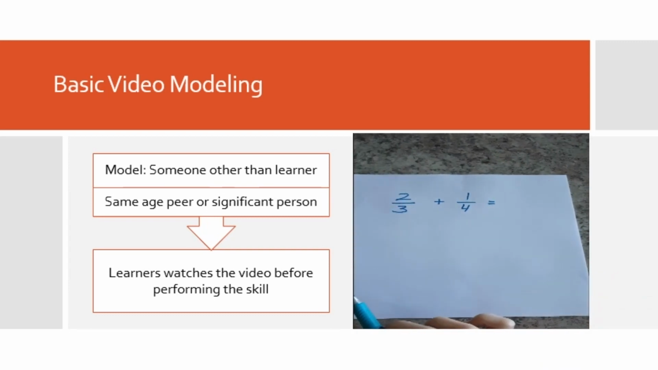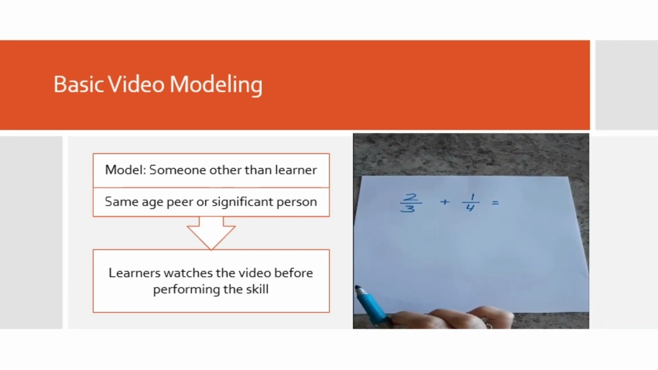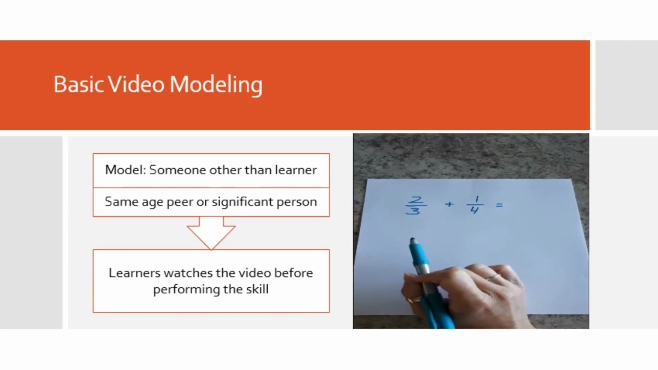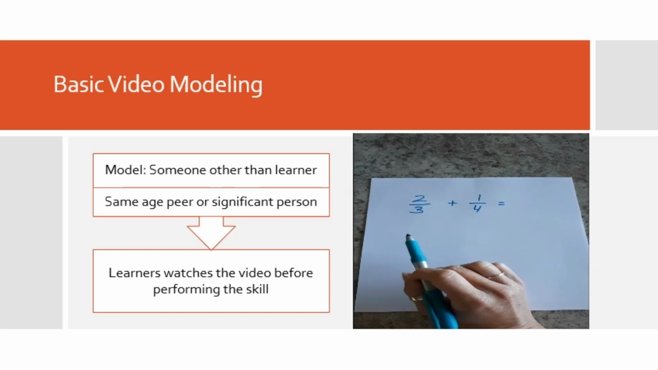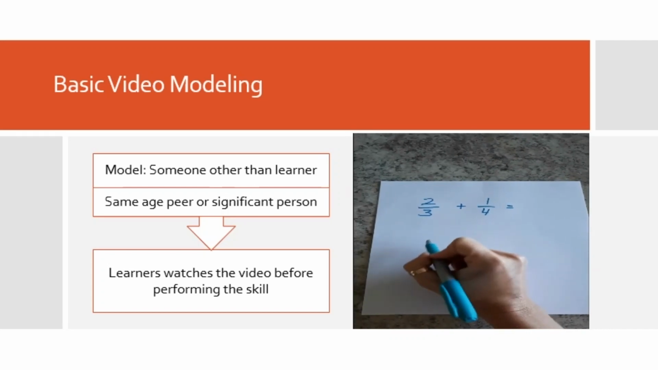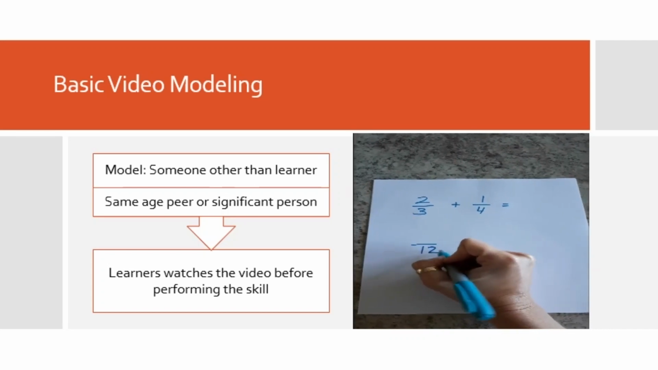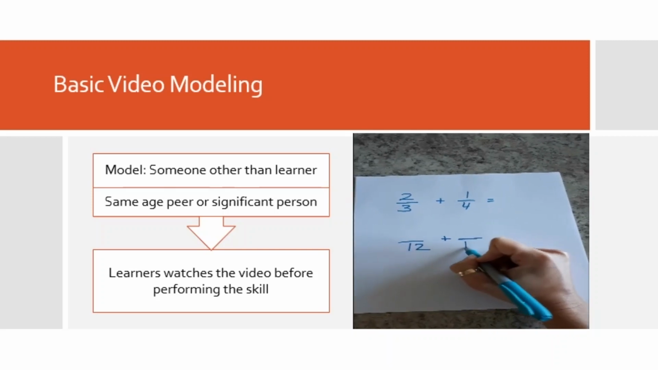I want to add two fractions that have different denominators. To do this, I need to find a common denominator. Since the denominators in my fractions are 3 and 4, I look for the smallest common multiple of 3 and 4, which is 12.